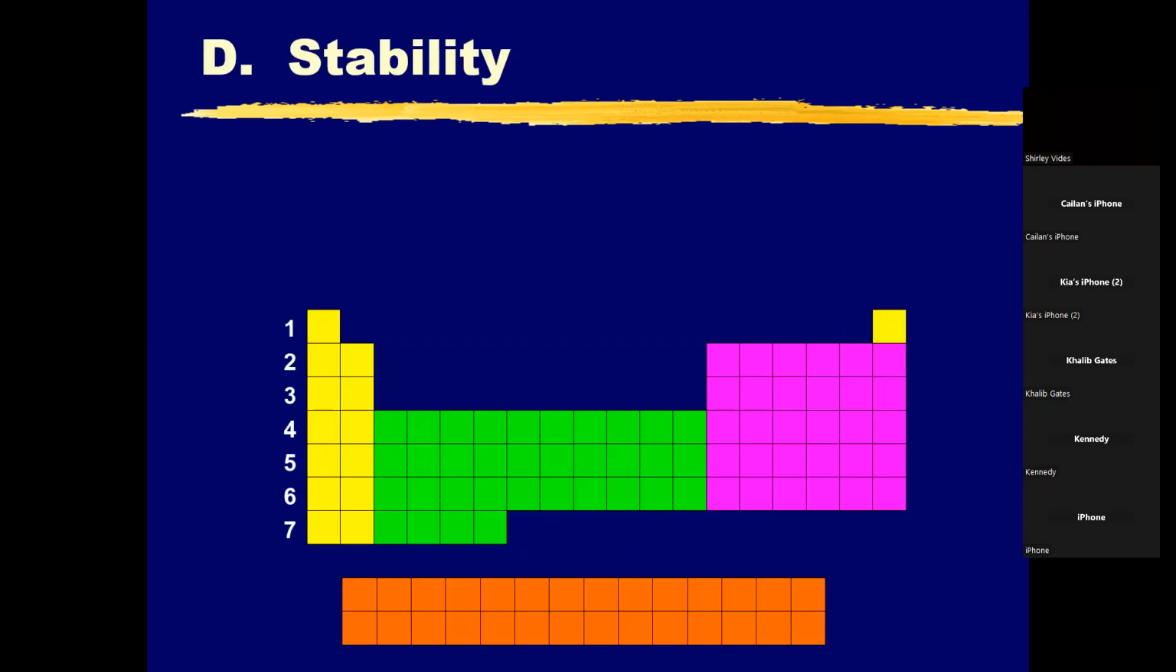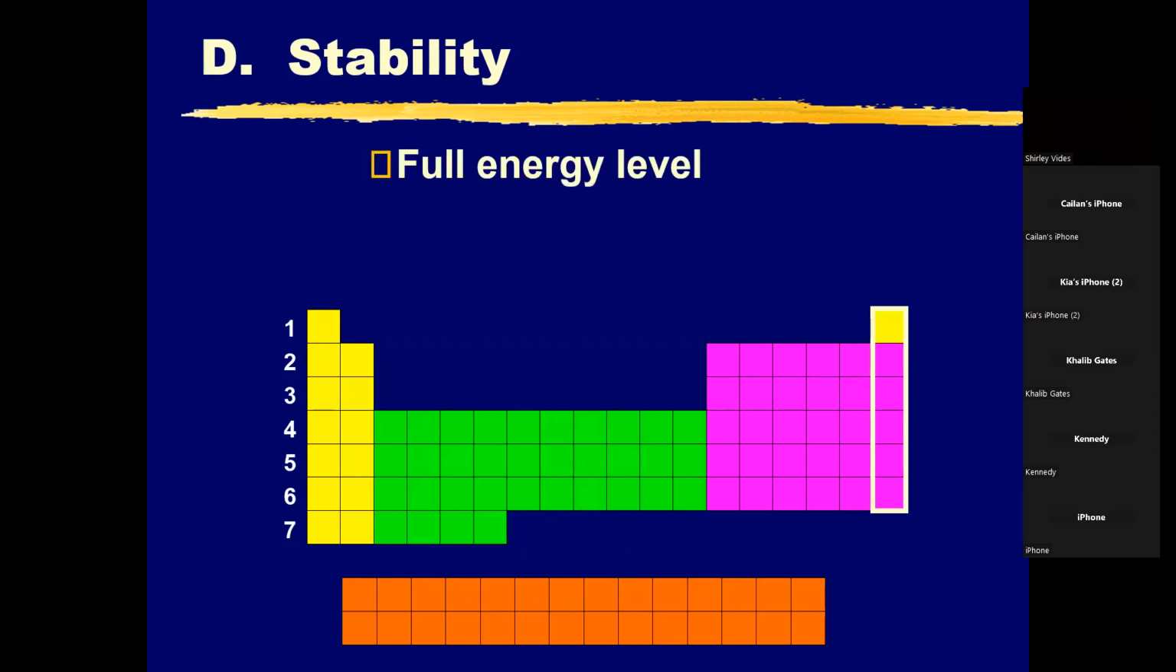All right. Now, there's another thing about stability, and this is why we have exceptions. One of them being that if you have a full energy level, completely full, then you're at the most stable. That's why the noble gases don't react. It's because they are at the full energy level of stability, which is right at the end of the periodic table right here.